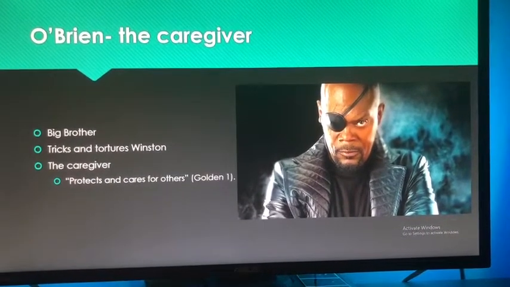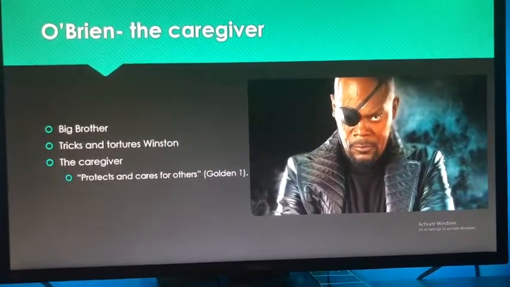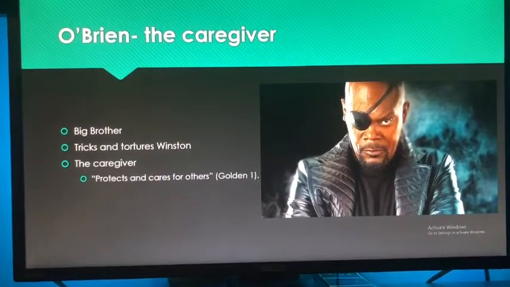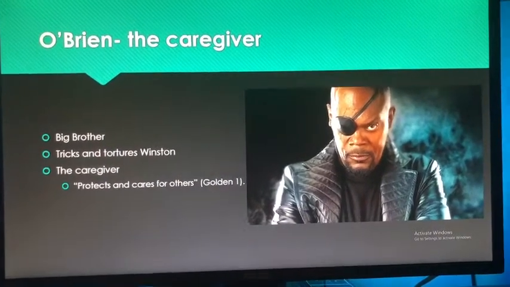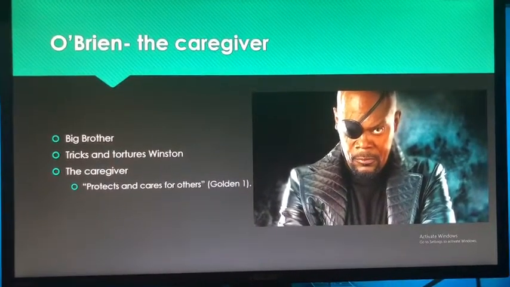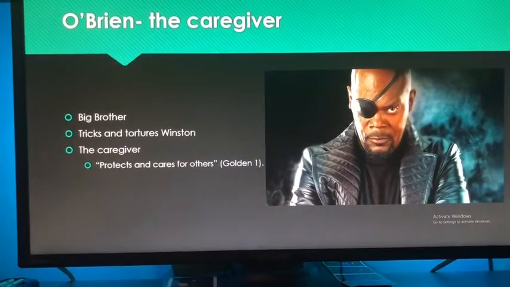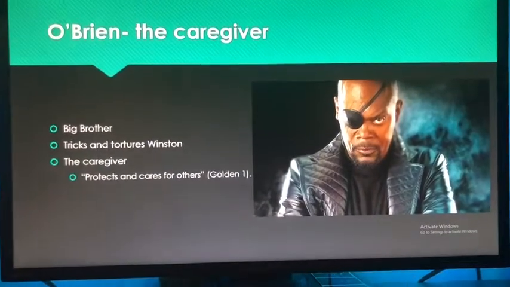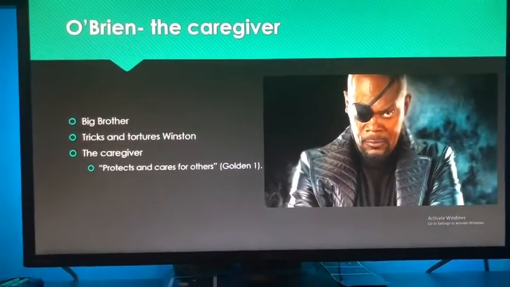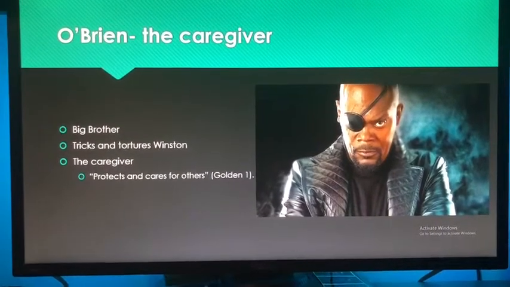Based on O'Brien's goals and characteristics, I thought he fit in well with the caregiver. It sounds like a bad classification, but O'Brien loves his government and all the citizens in it. The only reason that he tortures people is because he feels bad for them, and in his mind, they have gone astray and need help getting back in line. The caregiver's main goal is to care for others, which O'Brien does in his own way. So, although he's torturing people and some people might think it's bad, he thinks in his mind that he's doing the right thing and helping the citizens.